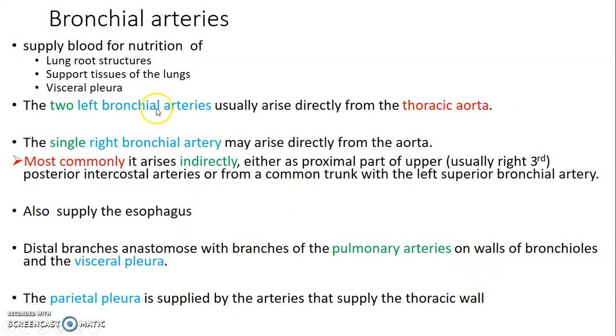Bronchial arteries supply the lungs, okay? So they bring nutrition to the lungs. Pulmonary arteries bring deoxygenated blood for oxygenation, while bronchial arteries are actually what supply nutrition to the lungs, visceral pleura, and the root of the lung.